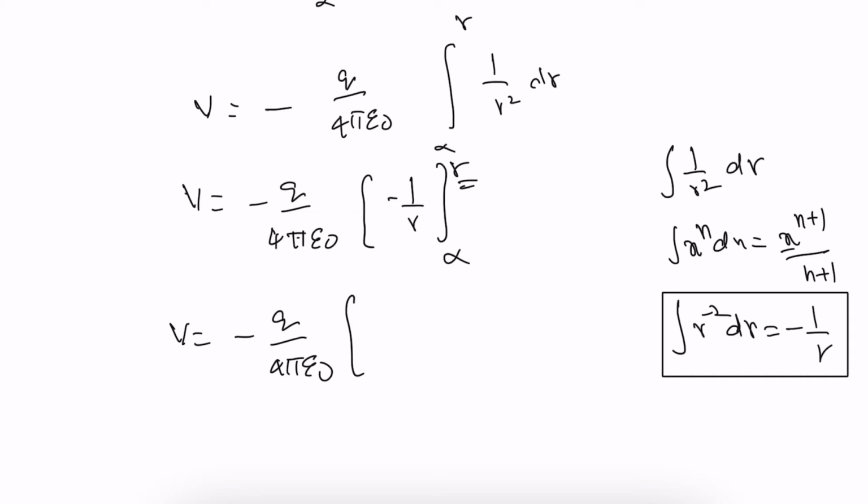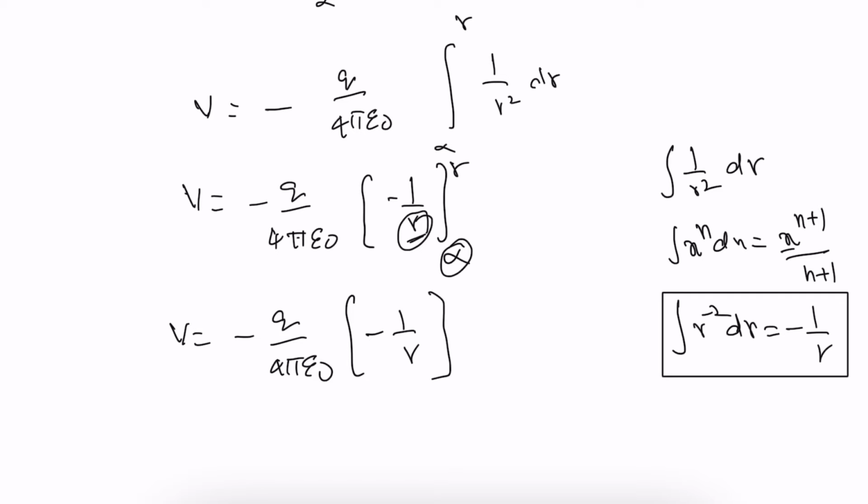V is equal to minus q by 4 pi epsilon naught. Substitute the final value, that is minus 1 by r. What is the final here? R, since the charge is moved from infinity to r. So the final distance is r, minus the initial value. What is the initial here? Infinity. So in place of r, substitute infinity. Here minus of minus becomes plus, but 1 by infinity is 0, so this term becomes 0.